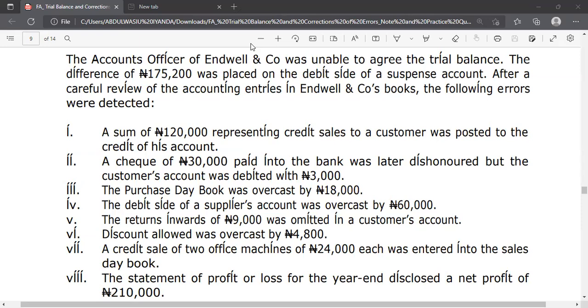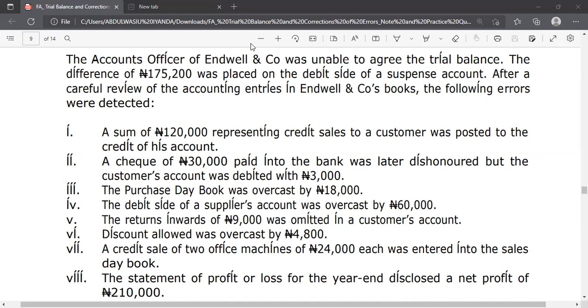The problem here now is about the figure. It's supposed to be 30,000. They are now recording what? They are now recording 3,000. That is where the error is. Okay, let's go to the second one.